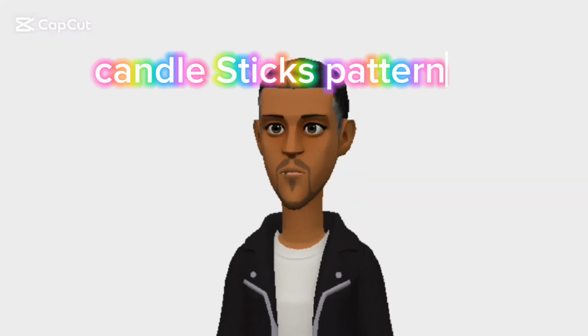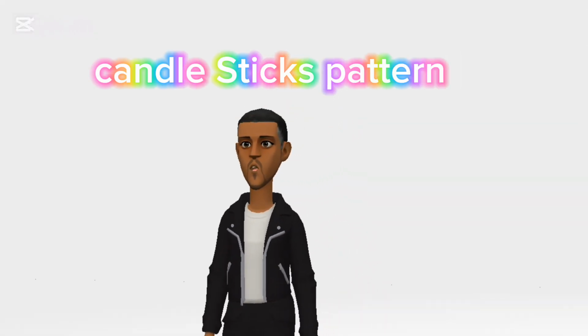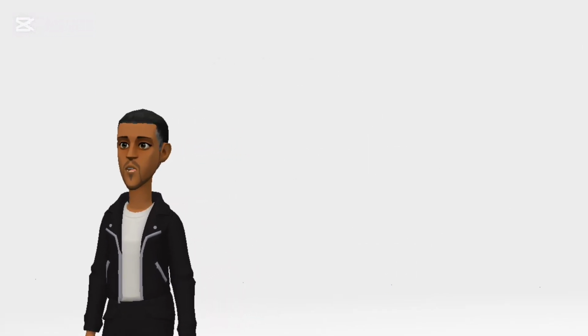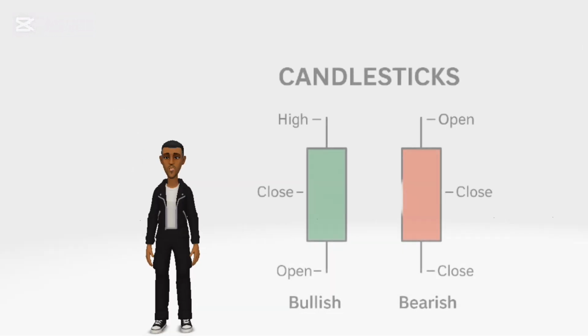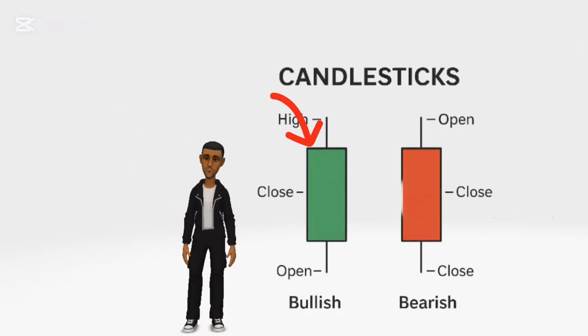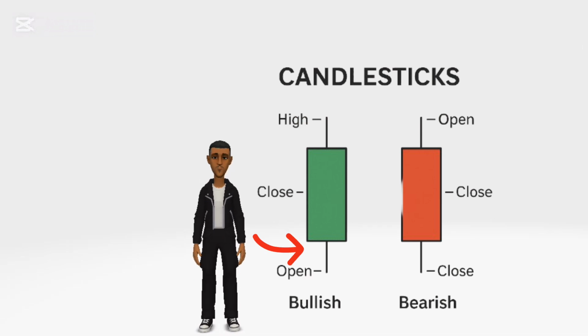Candlesticks in Forex trading are a visual way of showing price movements on a chart over a specific time period, like 1 minute, 1 hour, 1 day, etc. Each candlestick tells you 4 key things: where the price started (open), where the price ended (close), the highest price it reached, and the lowest price it dropped to.